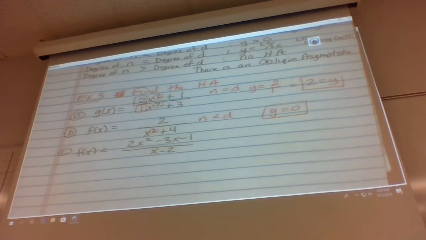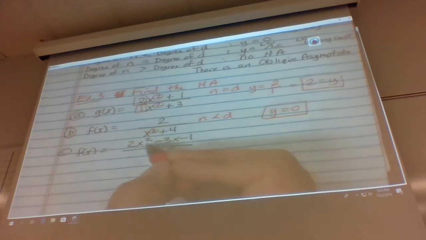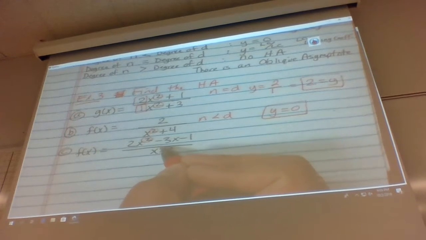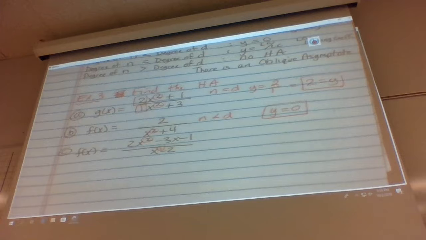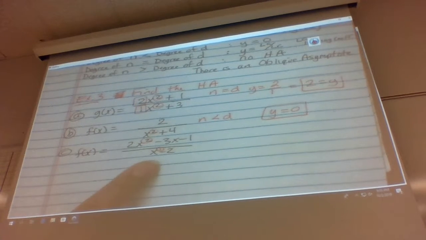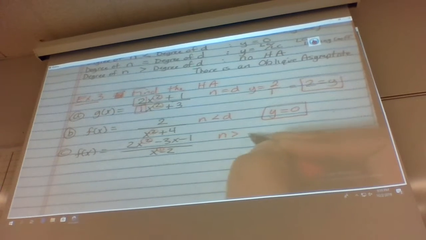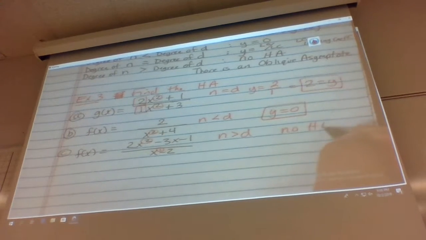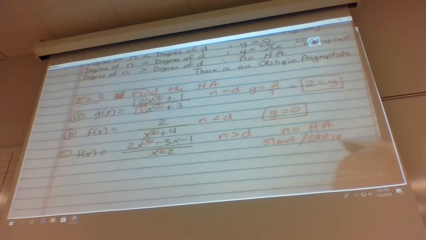You only look at your greatest degree, which is 2. 2 and 1. So my numerator is larger. So there is no horizontal asymptote. I need to look for my slant or oblique asymptote, which takes us to the fourth thing we need to learn today, and last. As long as you have those rules and you look for those degrees and compare them, remember, degrees only belong to the variables. It is the exponent of the variable.